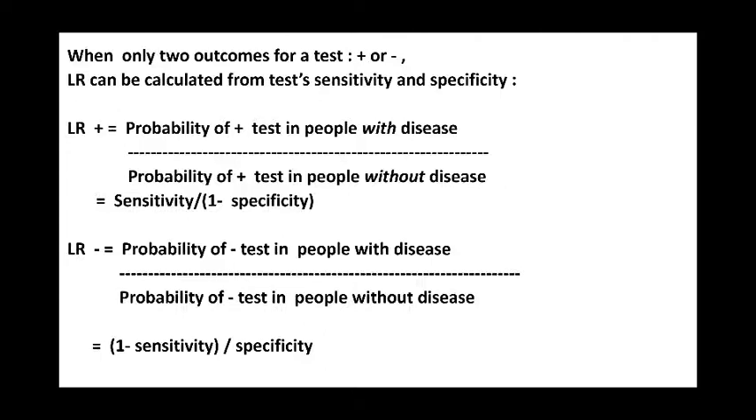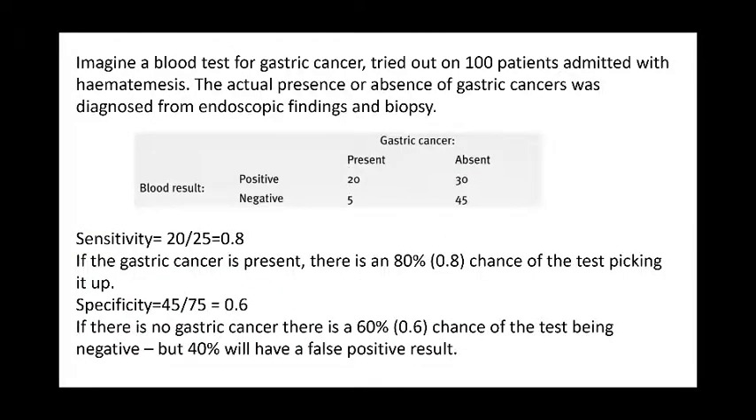So usually when there are two outcomes of a test, like I've said, for a positive test, you calculate sensitivity by 1 minus specificity. And for a negative likelihood ratio, we calculate 1 minus sensitivity by specificity. Okay, now we are imagining a blood test for gastric cancer, which we've tried out on 100 patients admitted with hematemesis. The actual presence or absence of gastric cancer was diagnosed from endoscopic findings and biopsies. So this is the gold standard, presence or absence.